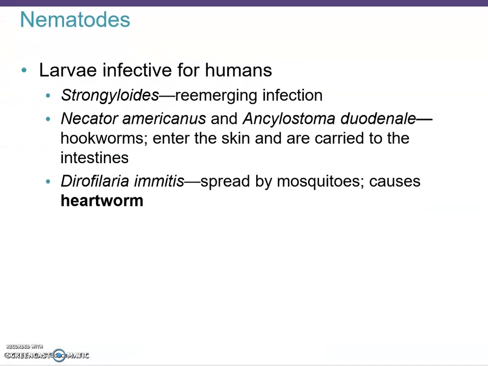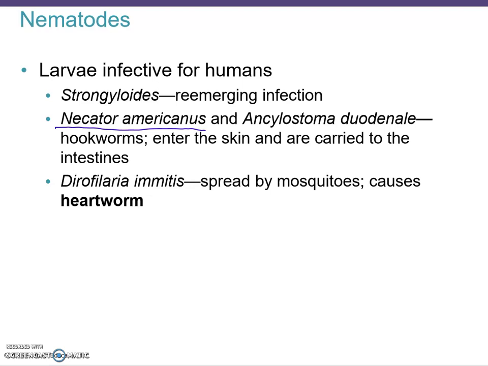Next up, some roundworms, nematodes, where the larvae are infective for humans. There are some examples here. Strongyloides, that one's not that important for you guys, but Necator americanus, this one here you should know about. Those are hookworms that enter the skin and are carried to the intestines.